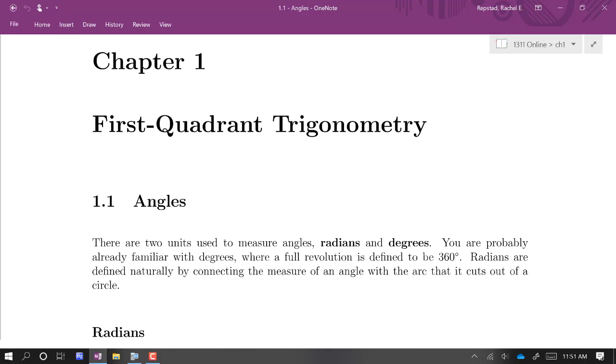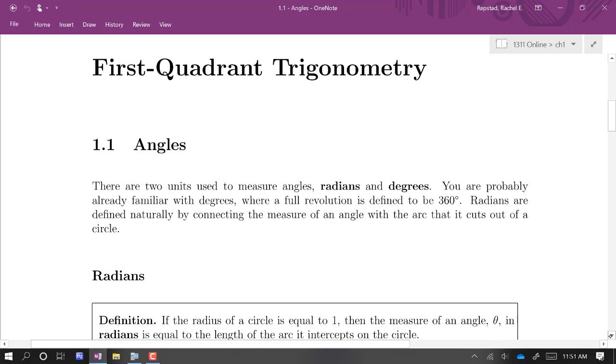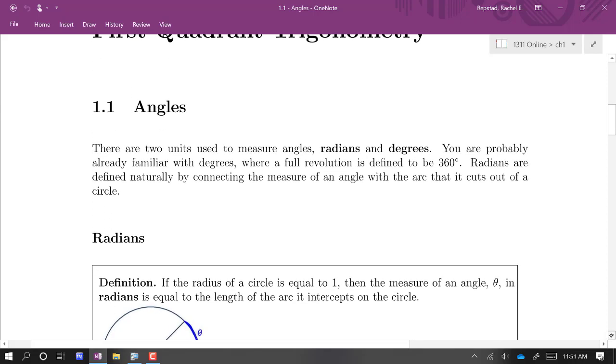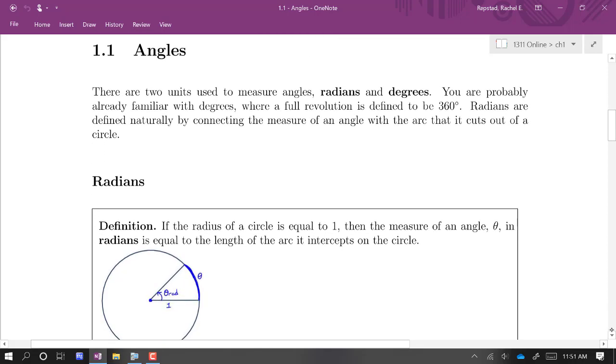And you might have done some trigonometry before, but we're going to begin just by talking about angles. Now, there's two basic units we use to measure angles. We can measure angles in radians, and we can measure angles with degrees. You're probably already most familiar with using degrees to measure angles, a full revolution being 360 degrees. Radians are defined in a more natural sense by connecting the measure of an angle with the length of the arc that it cuts out of a circle.